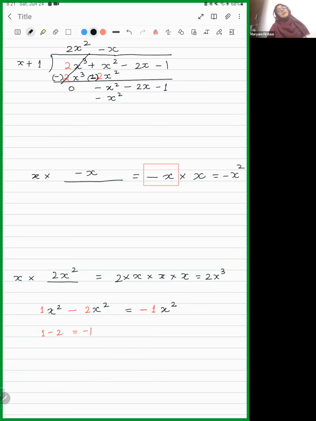Yes, ma'am. Now what is the next step? Do you remember? The next step is whatever is remaining in the divisor. 1 is remaining in the divisor. So we multiply that with minus x. 1 with minus x. What do we get if we multiply these two?